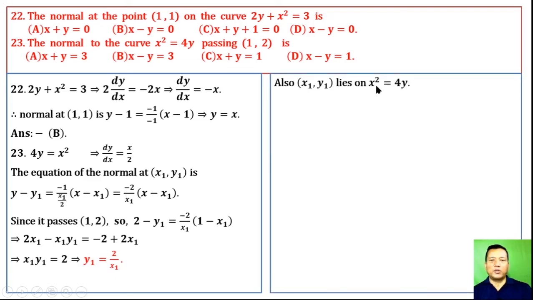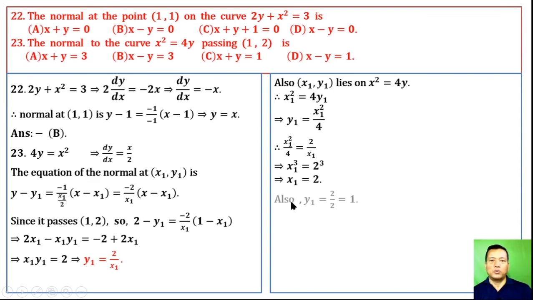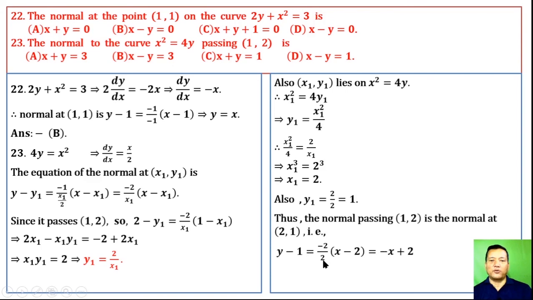Also x1, y1 lies on this curve. The coordinates of this point will satisfy this curve, we get this. And now x1 square, y1 square is x1 square by 4. But y1 is already found to be 2 by x1. And solving, x1 is 2. Also y1 is 2 by 2, that is 1. Thus the normal passing through 1, 2 is the normal at 2, 1. That is y minus 1 equals minus 2 by 2 times x minus 2, that is minus x plus 2. Solving, x plus y equal to 3. Correct option is answer A.